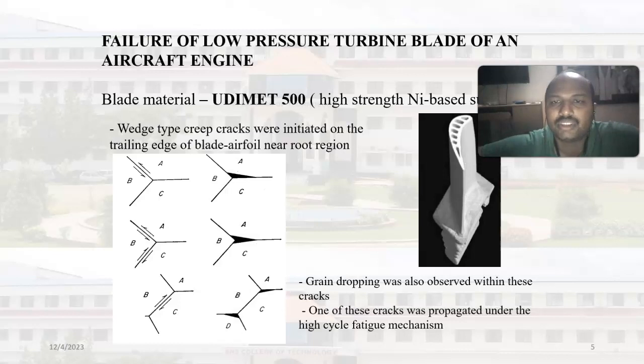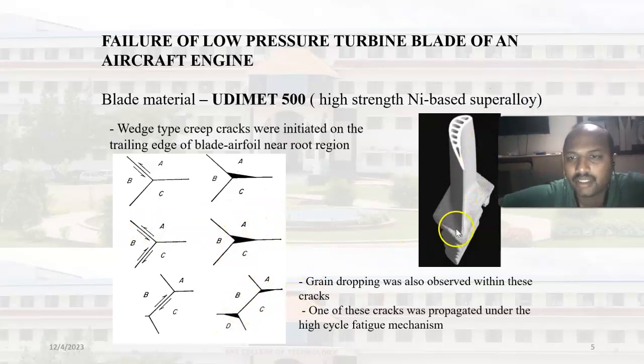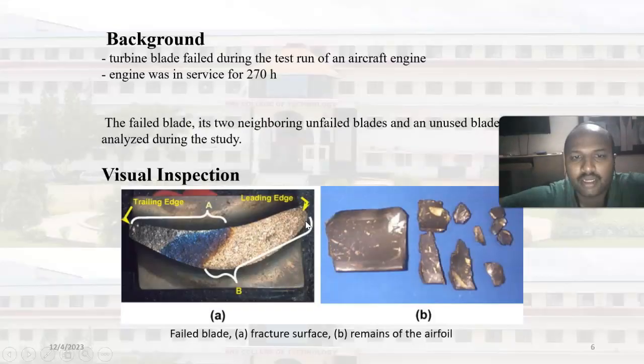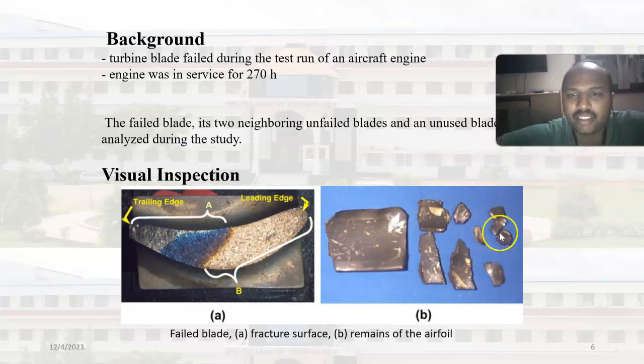The blade is made of a high strength nickel based superalloy, and as the name superalloy indicates, it is used at high temperature. You can see the crack is initiated here. In the visual inspection, you can see this is the leading edge and this is the trailing edge. You can see the blades have failed and shattered like this, right? This is the fracture surface, and it is broken into many pieces.